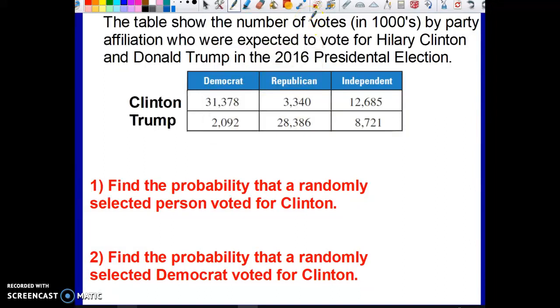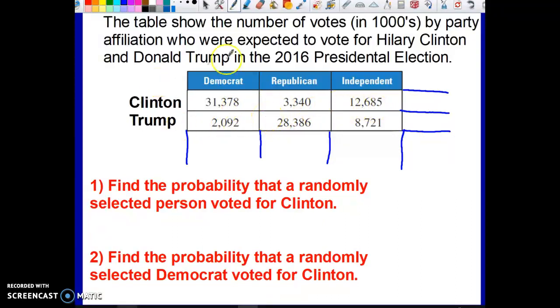Here's the last thing we have for today. Let's say the table shows the number of votes in thousands by party affiliation who are expected to vote for Hillary Clinton and Donald Trump in the 2016 presidential election. Number 1, find the probability that a randomly selected person voted for Clinton, and 2, find the probability that a randomly selected Democrat voted for Clinton. So first of all, let's figure out how many people voted in each category. I'm going to figure out how many people voted Democrat, how many voted Independent, how many voted Republican, and how many voted for Clinton and how many voted for Trump.